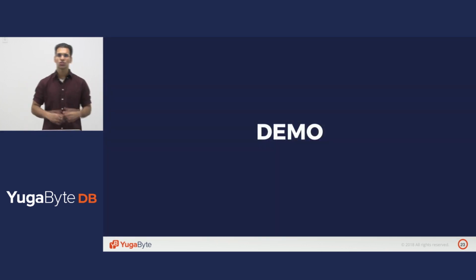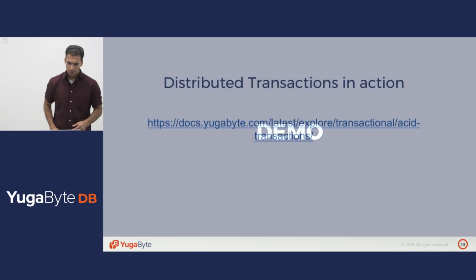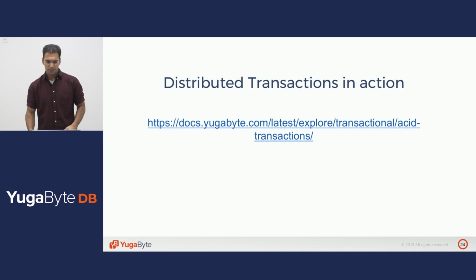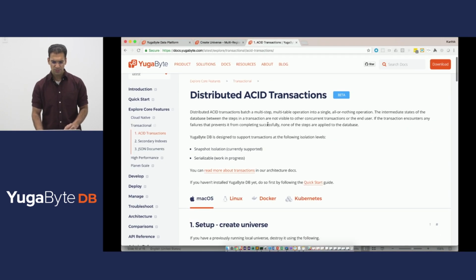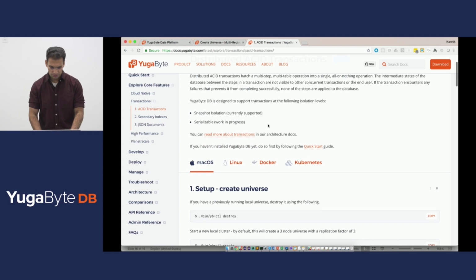Okay, so with that, let's jump into a quick demo. I'm going to pick up the distributed transactions from our Yugabyte docs, and we're going to walk through a bank account example. We're going to have a couple of people that have a checking and a savings account, and we're going to transfer $200 from one person's checking account to another person's checking account. So here's our distributed transactions documents page.